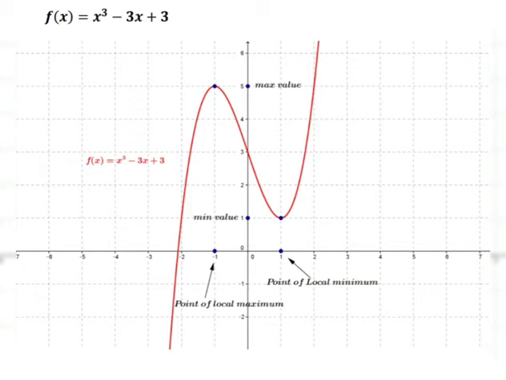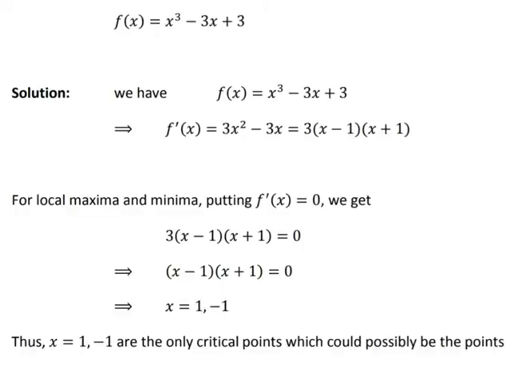So with these things, let us start. So the given function is x cubed minus 3 times x plus 3. And remember, we don't have the graph in our hands. So what we will do is, we will find out the maximum value and the minimum value of the function, the point of local maxima or the point of local minima, simply using the first order derivative.